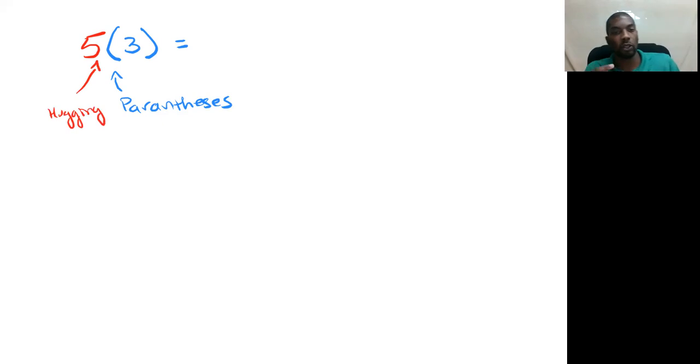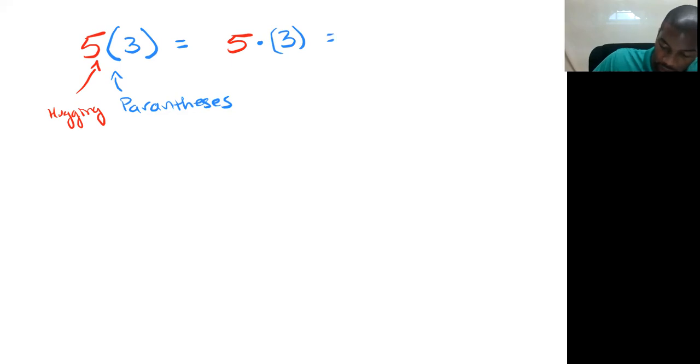The way we are supposed to think about this is multiplication. So 5 parentheses 3 is really 5 multiplied, and that dot means multiplication now, 3. And you can still leave the number in the parentheses. So what does 5 times 3 equal? Well, 5 times 3 is the same thing as saying 5 multiplied by 3.